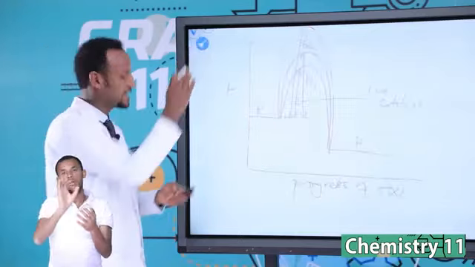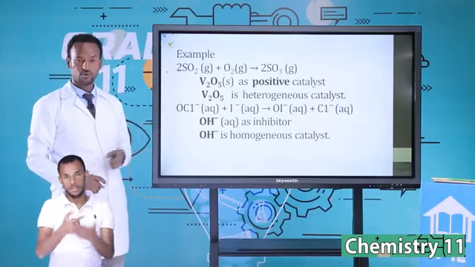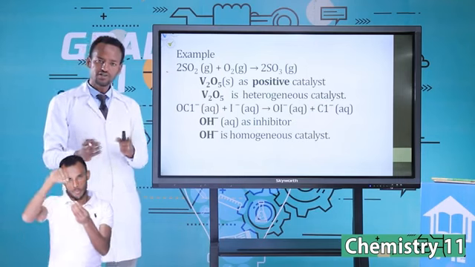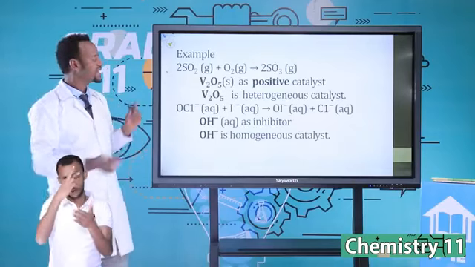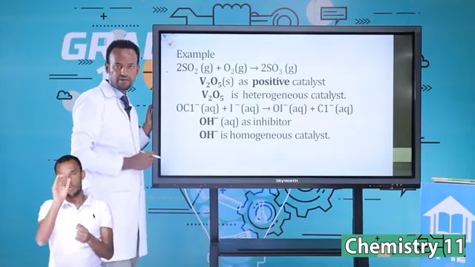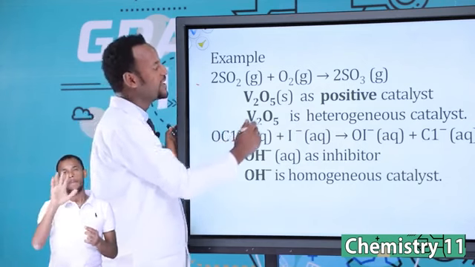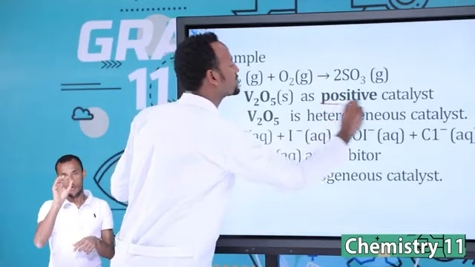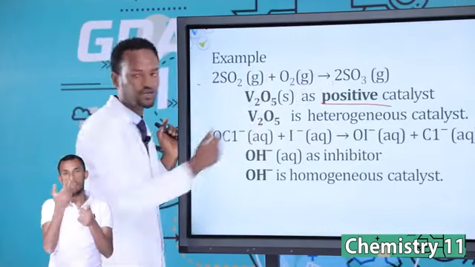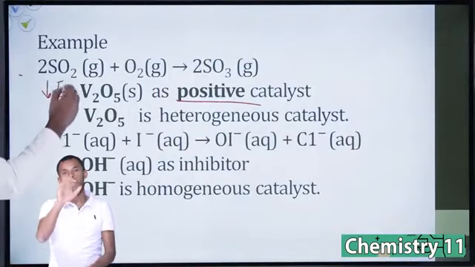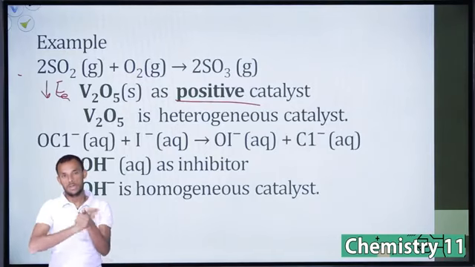Therefore, a catalyst is a factor. Look at this reaction: 2SO2, sulfur dioxide gas, plus oxygen gas gives 2SO3, sulfur trioxide gas. In this case, the catalyst that can be used is V2O5, vanadium pentoxide. The physical state of vanadium pentoxide is solid. V2O5 can be used as a positive catalyst. The purpose of V2O5 is to speed up the chemical reaction by lowering EA, the activation energy level.